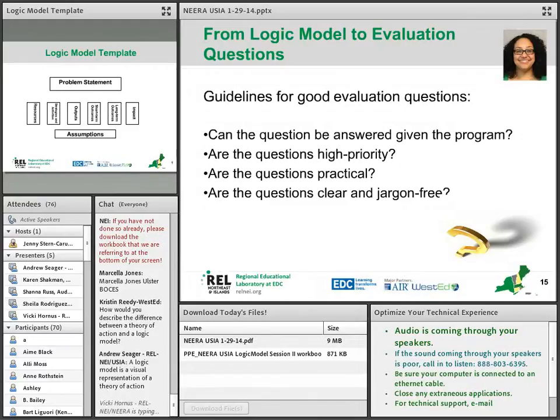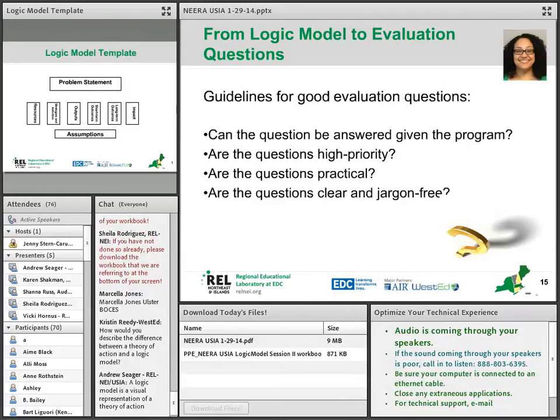And last but not least, this is really important. Are the questions clear and jargon-free? You want to avoid the use of jargon or vague words that can have multiple meanings. You want to always define the key terms so that everyone understands the meaning.